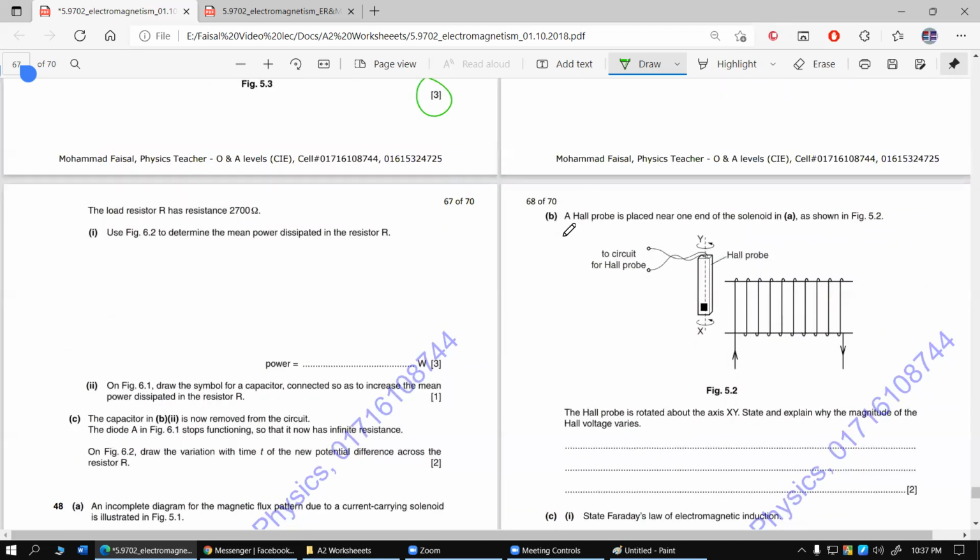আচ্ছা, বি নাম্বার কী বলছে দেখি। A Hall probe is placed near one end of the solenoid at A, as shown in figure 5.2. আচ্ছা, the Hall probe is rotated about this axis XY. State and explain why the magnitude of the Hall voltage varies. আচ্ছা, এটা তো পারবা না? Why do you think the Hall voltage value should vary? What do you think?